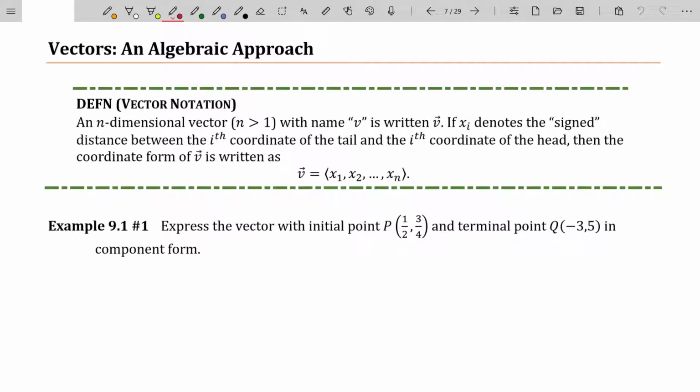And we're not going to do a lot of arithmetic here. Instead, we're just going to focus on what a vector is algebraically, how to graph one algebraically, and the size of a vector, again, algebraically.